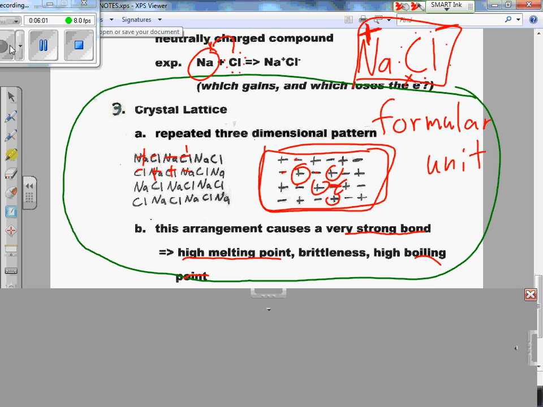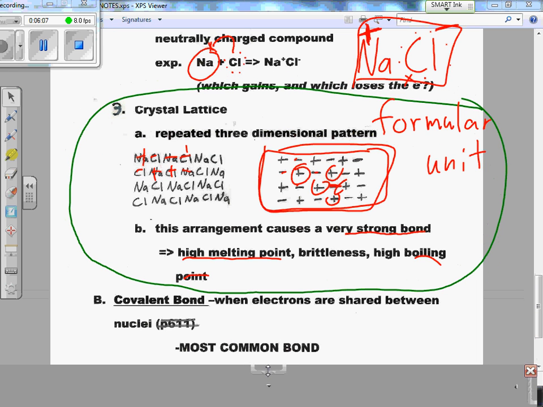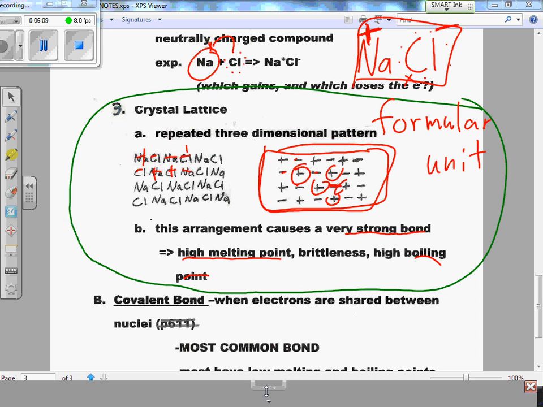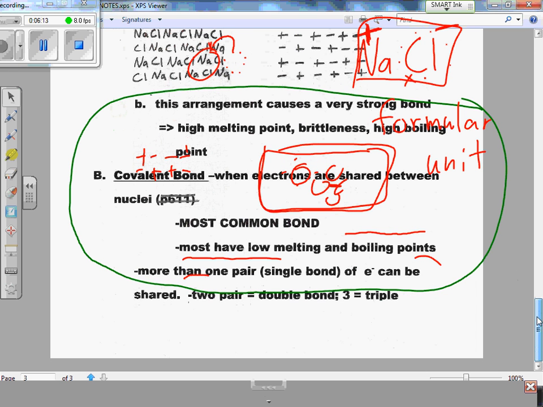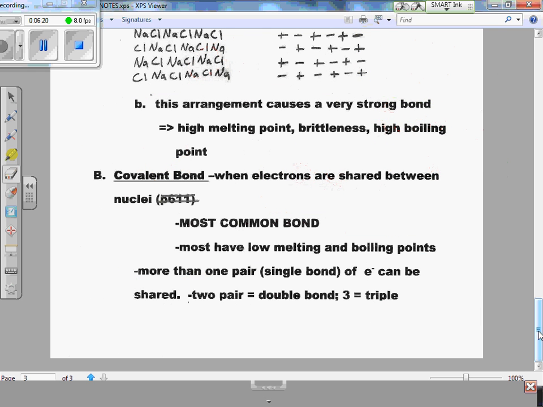But when we do the sharing of the valence electrons, we get something a little different, and that is called the covalent bond. And so when you think of this word, covalent, you should be looking at the base. Valent is going to be valence electrons.